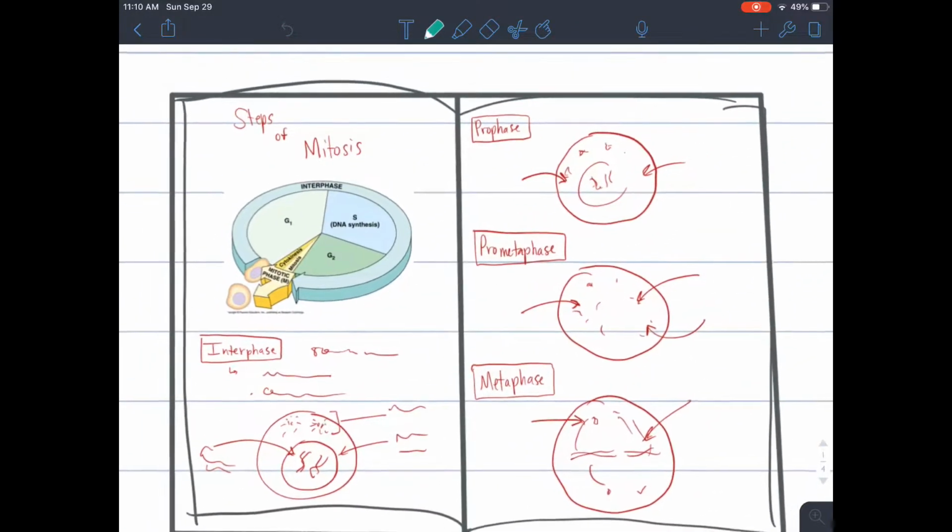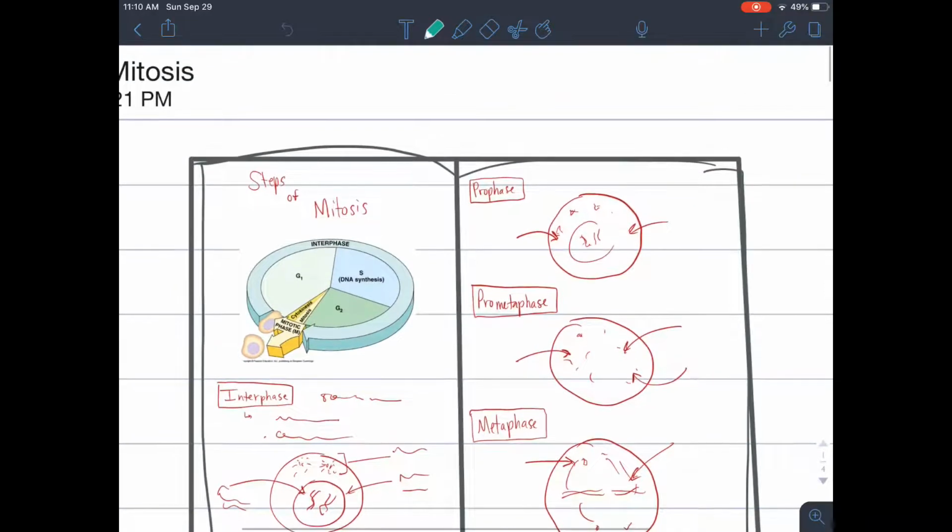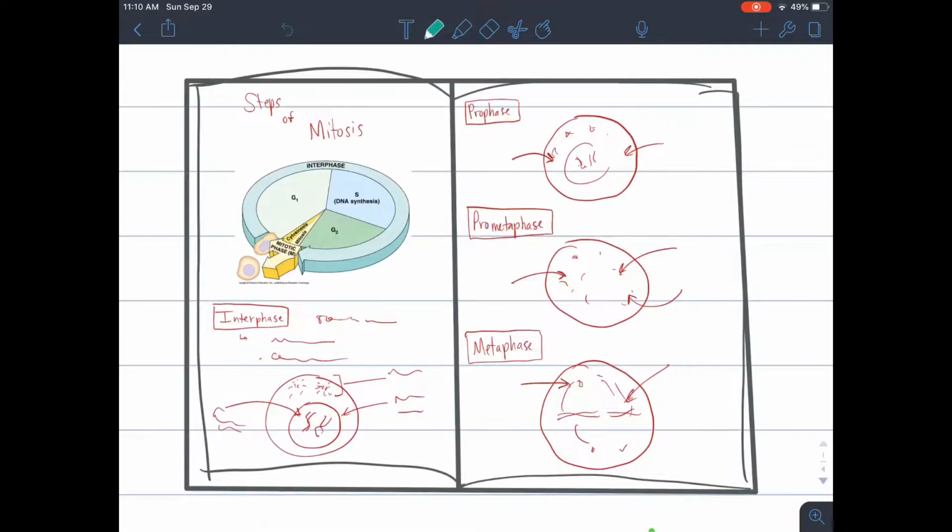So, if you look at the framework for these pages, we're going to complete 2 pages, or at least it took me 2 pages to draw all these different steps. So, you can see we're going to draw 4 different steps of mitosis, and we'll finish the rest of the steps in the next video here.